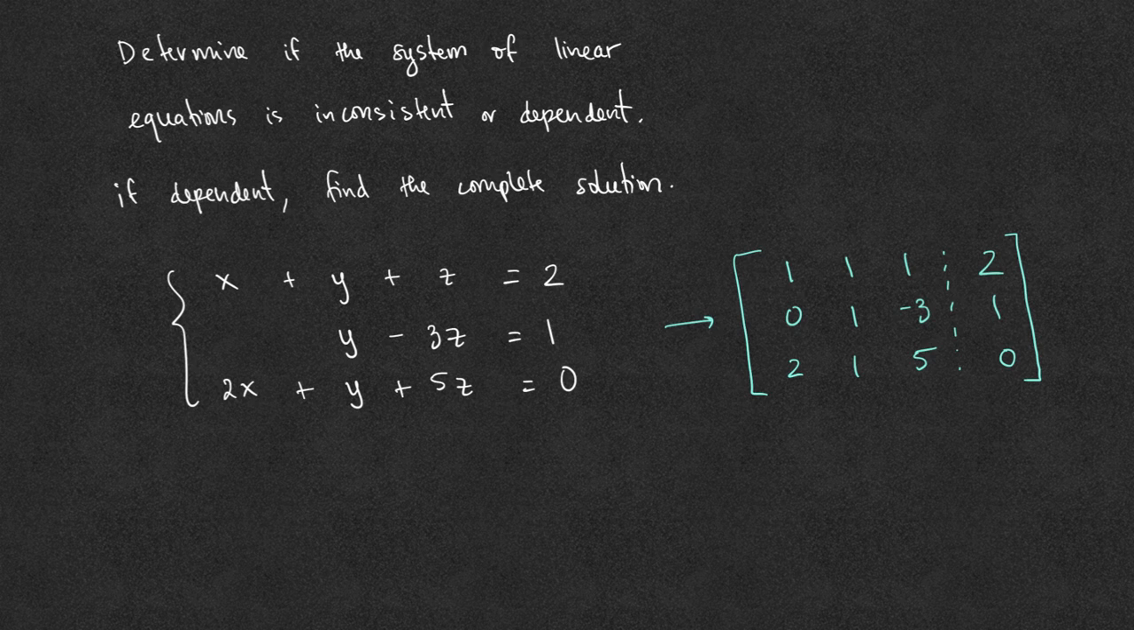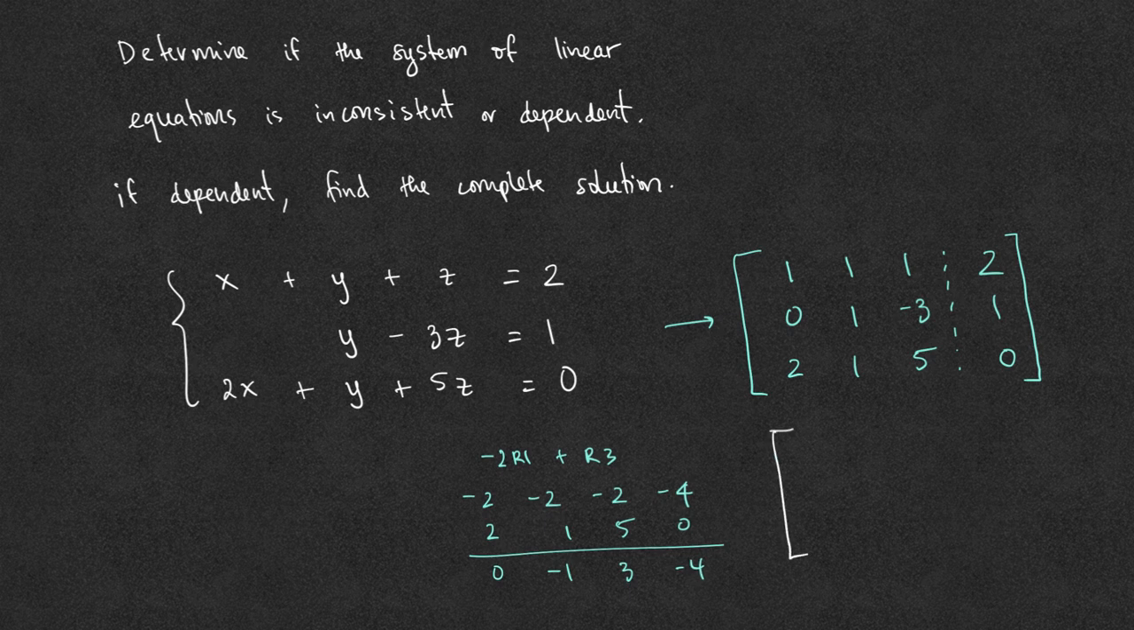First, to turn the entry 2 in the third row to 0, we will take negative 2 times row 1 and add to row 3. If we take negative 2 times row 1, we will get negative 2, negative 2, negative 2, and negative 2 times 2 is negative 4. Row 3 is 2, 1, 5, 0. Adding column wise, we'll get 0, negative 1, 3, negative 4. And these are going to be the entries in row 3 in the equivalent matrix.